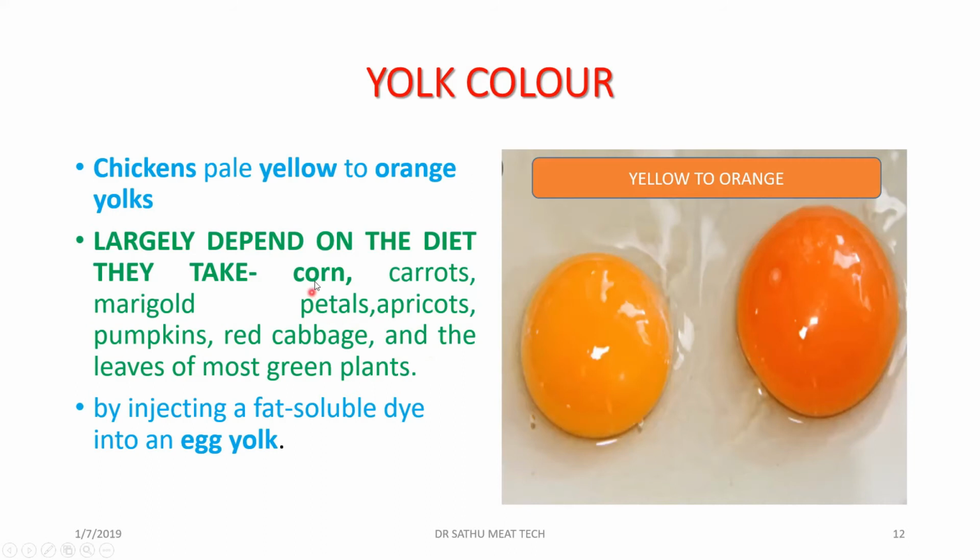If you give white corn, the yolk will be pale in color. If you give yellow corn, it will become more yellow, because in commercial poultry farming the main source of energy is the corn that we use. So it depends upon the nutrients, upon the feed they take, and the color will vary. Sometimes the color may also vary if they treat the feed with certain fat soluble dye. That dye can also give color to the yolk, like green colors we can come across.